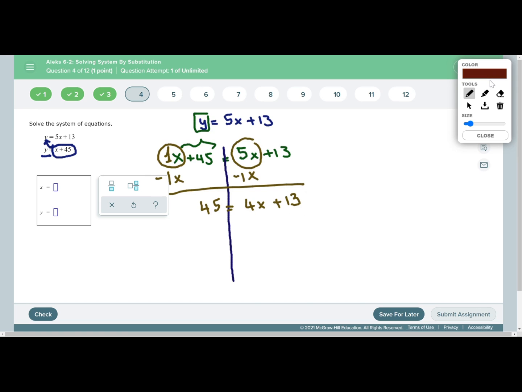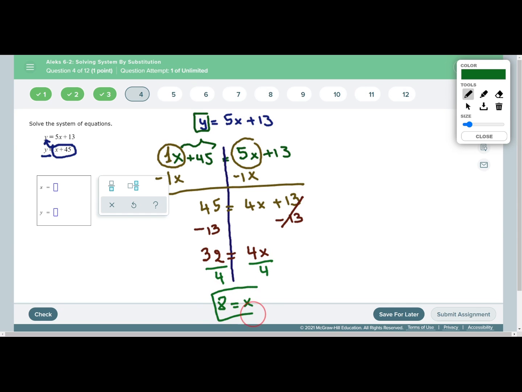And continue solving for x. I will subtract 13 on both sides because positive 13 minus 13 is 0. You can cross those out. 45 minus 13 will give you 32, and bring down the 4x. Now to isolate the x, you're going to divide by 4 on both sides. So 32 divided by 4 is 8. x equal to 8 as the final answer.